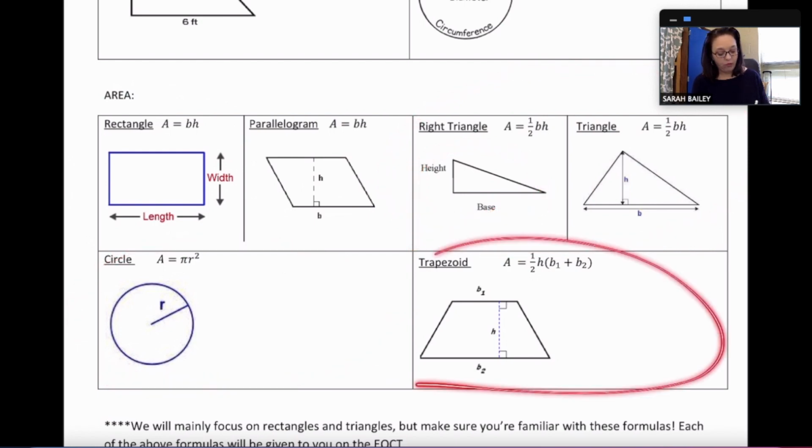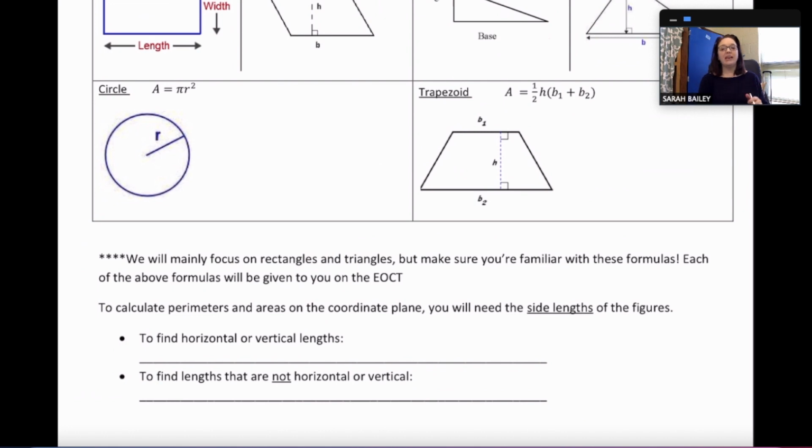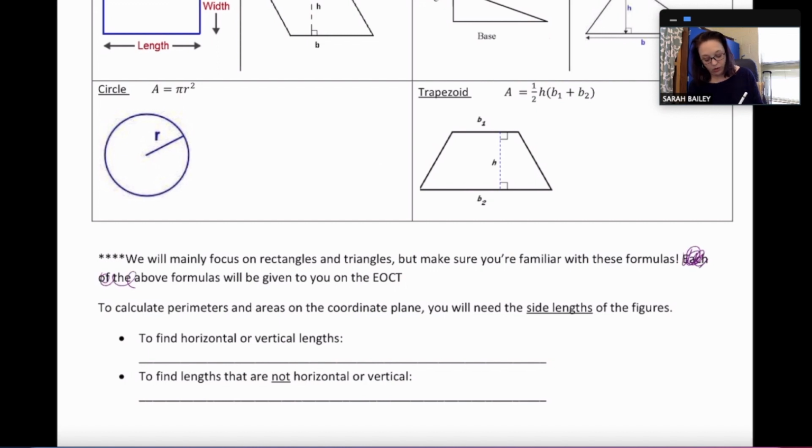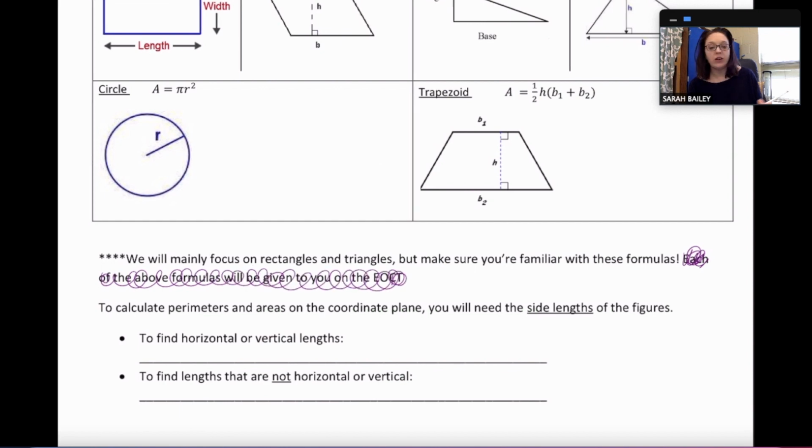And then they give you a formula for area of a trapezoid. Okay, so you do need to have those formulas memorized. This part right here that says the formulas will be given to you, they won't, so you can work all that out. Those formulas are not given to you on your end of grade test. You do need to know those.